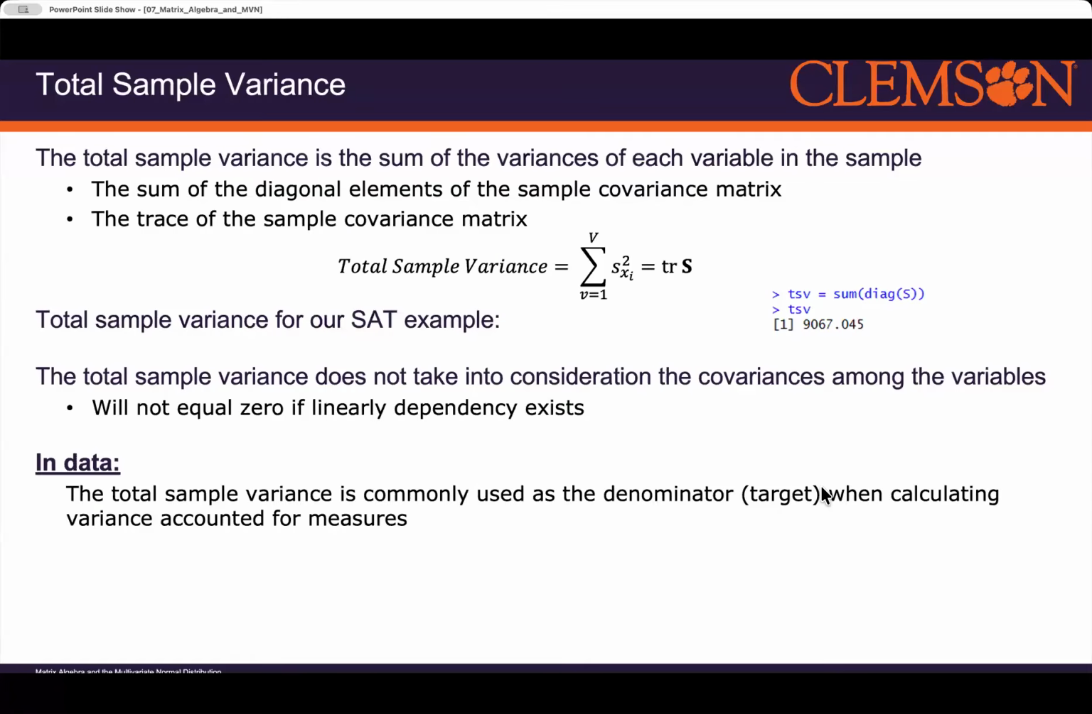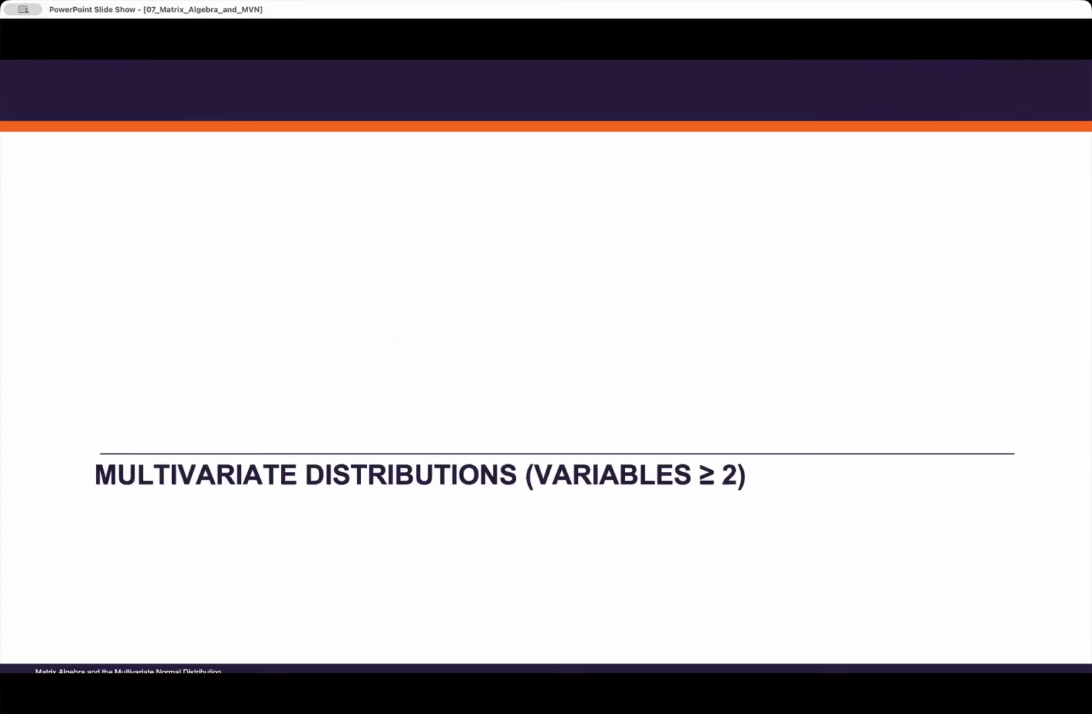Here, the total sample variance is the sum of the variances, it's 90.67. It does not take into consideration the correlation among the variables. It will not equal zero if a linear dependency exists. This is only used basically if we're talking about principal components analysis, how much variance each component might account for. That's where this shows up.